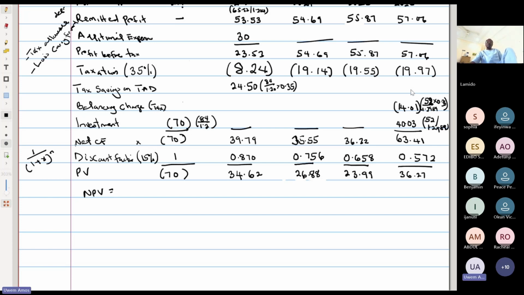Sorry, my calculator is messing up. It's completely off what it should be. Just a moment, I think I need to quickly get my phone as a calculator. It's giving me 500 and something, which shouldn't be. All right, so I'm using my phone now. So 36.27 plus 23.99 plus 26.88 plus 34.62 minus 70.